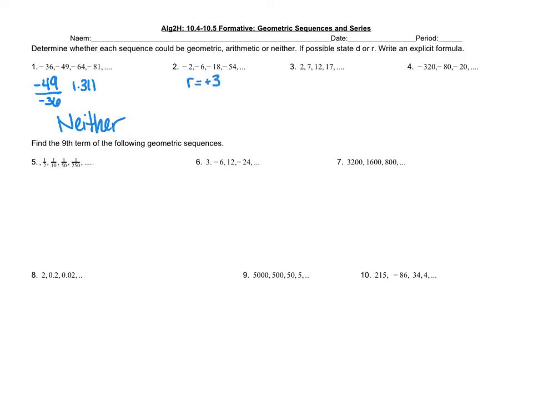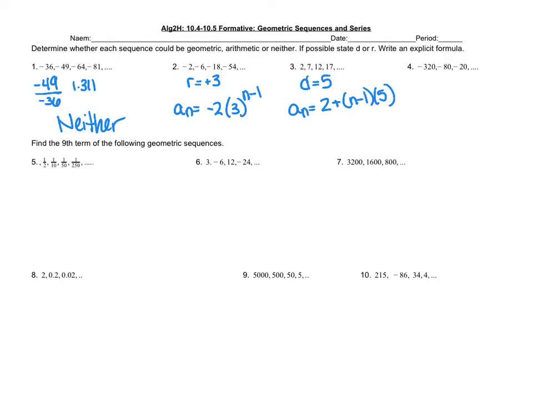So my explicit formula for this would be a_n equals a1, which is negative 2, times my common ratio of 3 to the n minus 1. We're adding 5 to get to 7, adding 5, so this is arithmetic, so my D is 5. So a_n equals my first term plus n minus 1 times D.